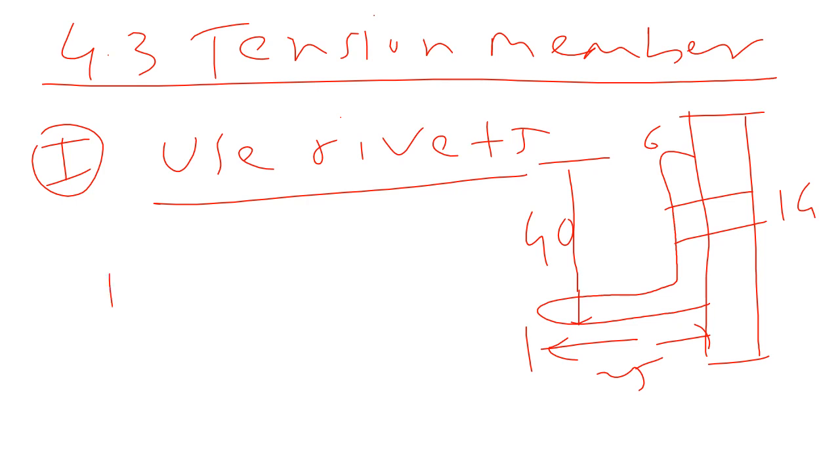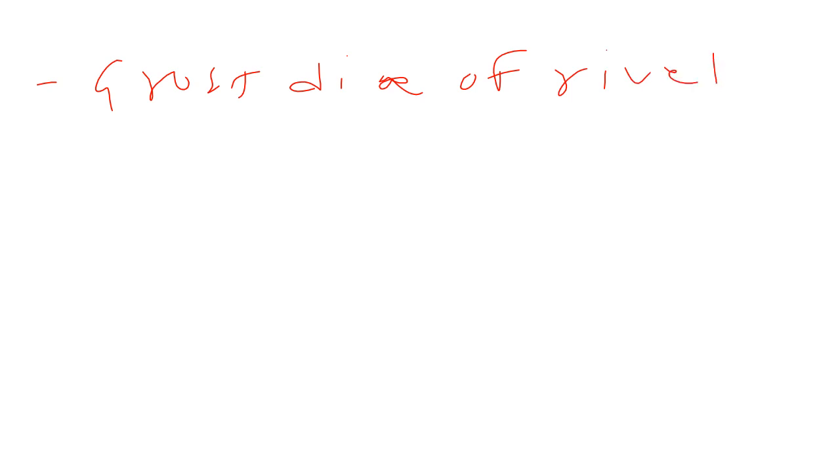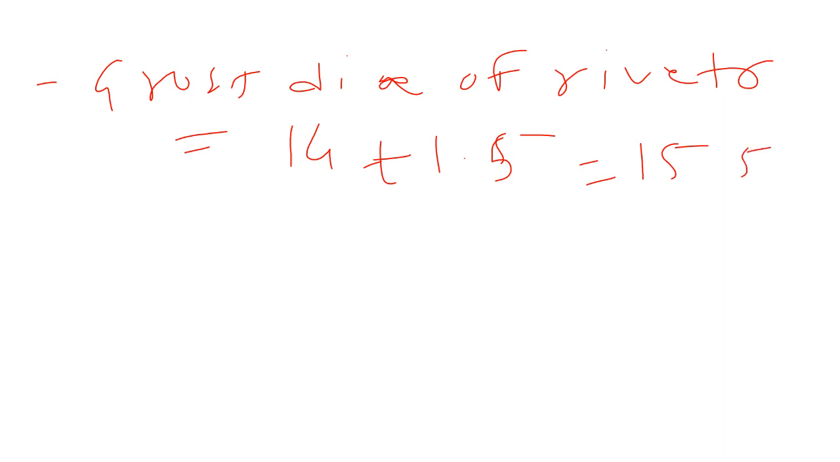So we have to find out the strength of the ISA 40 x 25 and 6 mm is the thickness. Let's solve for the first case, that is by using the rivets. First of all we need to find out the gross diameter of the rivets. For that you have to follow the table, again from the chapter on the fasteners, so it will be 15.5 mm. This is the first case.